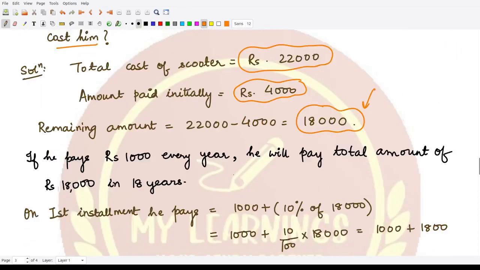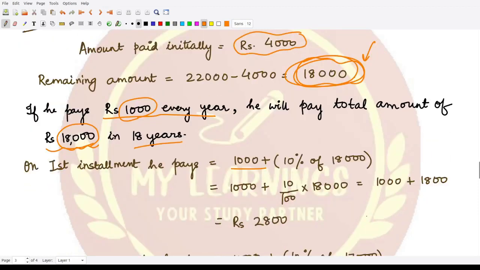So he pays rupees 1,000 every year, and he will pay the total amount of 18,000. So you see, if he pays 1,000 rupees per year, in how many years would he complete this 18,000 rupees? In 18 years. That is quite obvious.